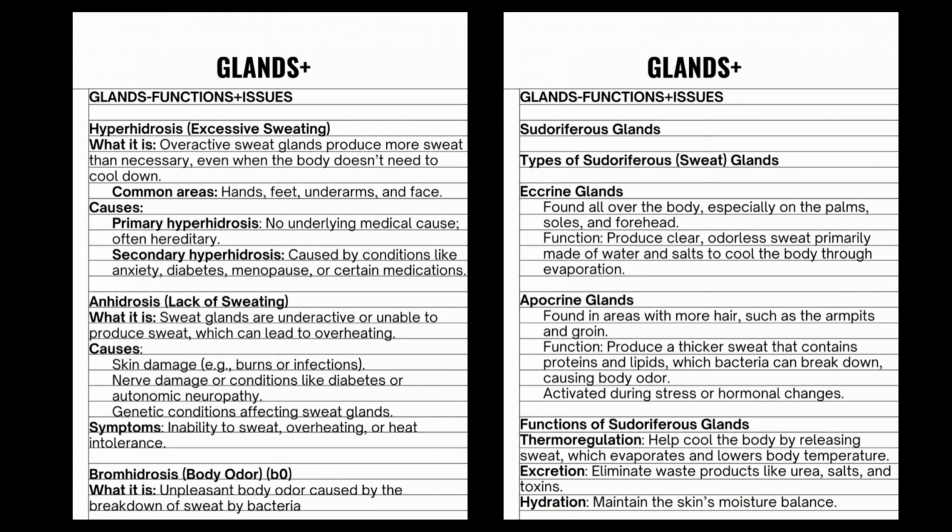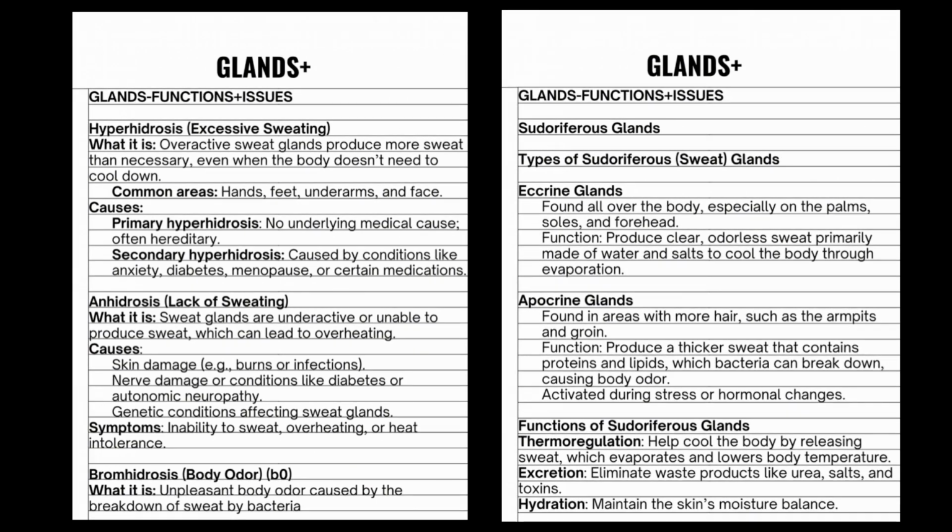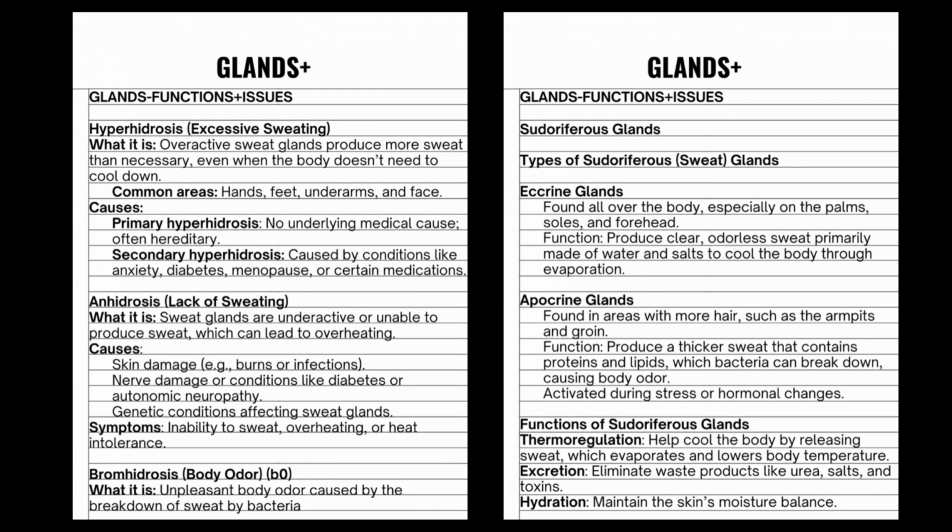Hyperhidrosis, also known as excessive sweating, is an overreactive sweat gland that produces more sweat than necessary, even when the body doesn't need to cool down. Common areas you can have this are hands, feet, underarms, and face. Causes are primary hyperhidrosis, no underlying medical cause, often hereditary. Secondary hyperhidrosis is caused by conditions like anxiety, diabetes, menopause, or certain medications.